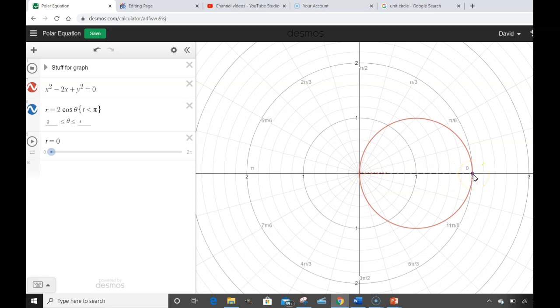All right, and now what happens as theta increases? As I move this up, now I'm at like pi over 12, right?